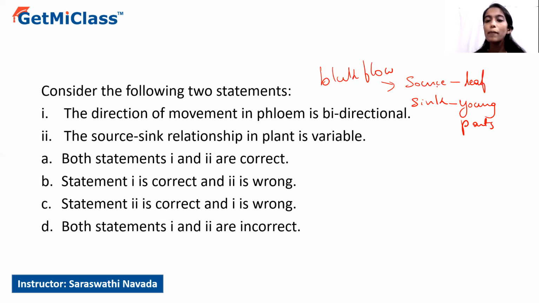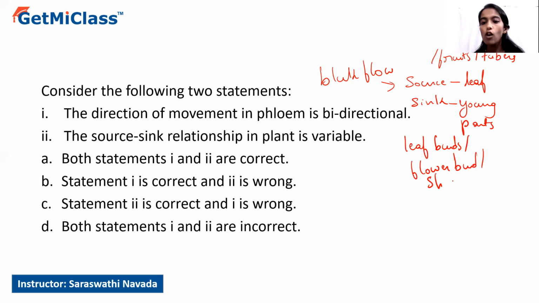So the source may be any part. It is not only the leaf. It may be the fruits, it may be the tubers, or it may be any storage organs where the reserve food is maintained. So that can act as a source in case of plant, and the young parts can be the sink. So these young parts may include leaf buds, similarly the flower buds or the young stem or the shoot tips. Okay, so all these can act as a sink here.